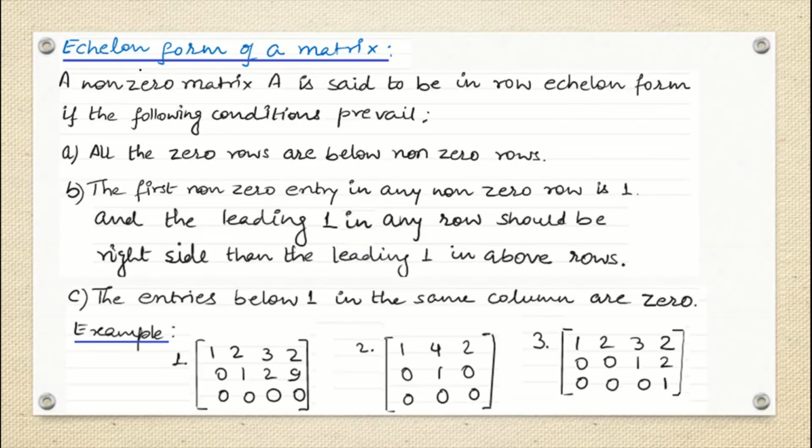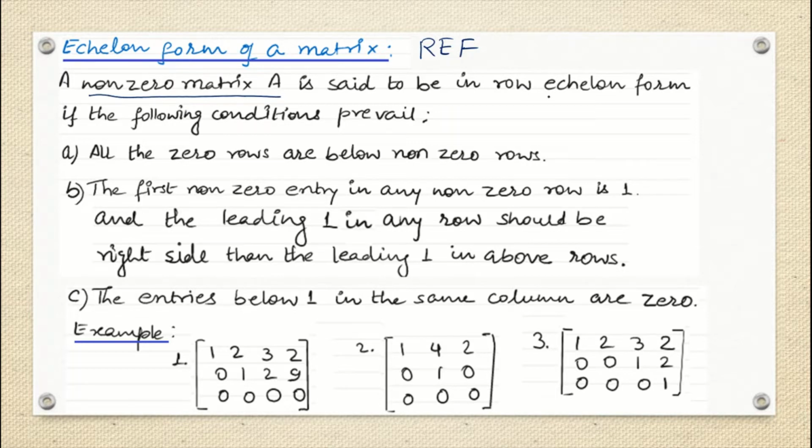Fine. So now we are going to see what the echelon form of a matrix is, or we write it REF of a matrix. A non-zero matrix A is said to be in row echelon form if the following conditions prevail. We have three conditions mentioned, and if a matrix satisfies all these three conditions, then we will say that this matrix is in row echelon form. Here we have written down a non-zero matrix A, right? Basically zero matrix is in RREF form. We'll see what all those things mean.